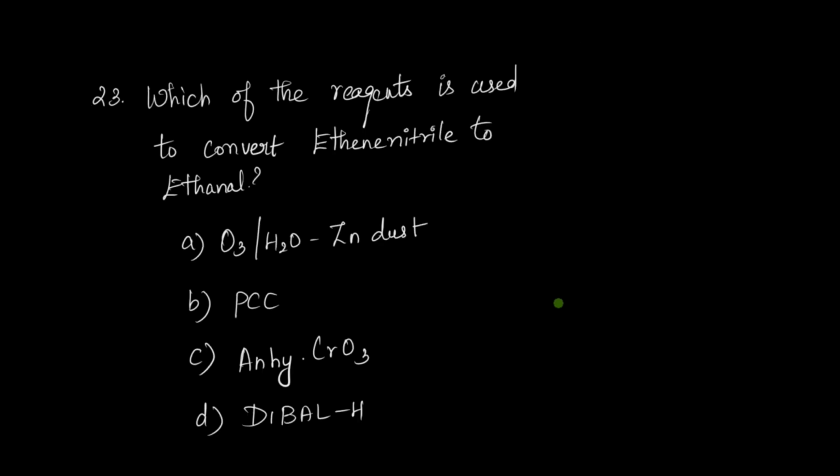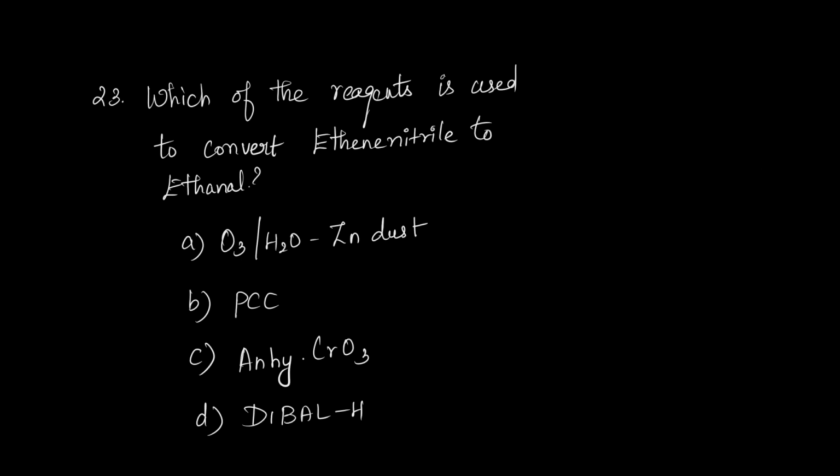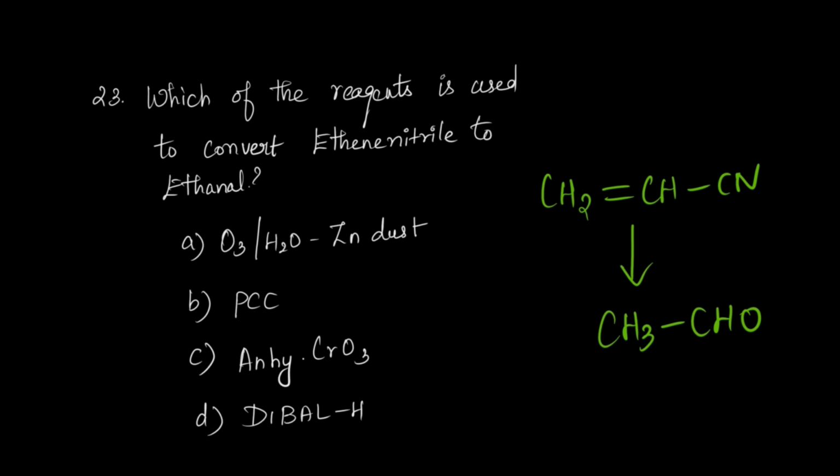Which of the following reagents is used to convert ethene nitrile to ethanal? Nitrile to ethanal. So once again, this is a substitution for SnCl2. As you can see, this is just a conversion of our nitrile group to aldehyde, right? So ethene nitrile, which is nothing but CH2=CHCN, is giving us ethanal, CH3CHO, right?